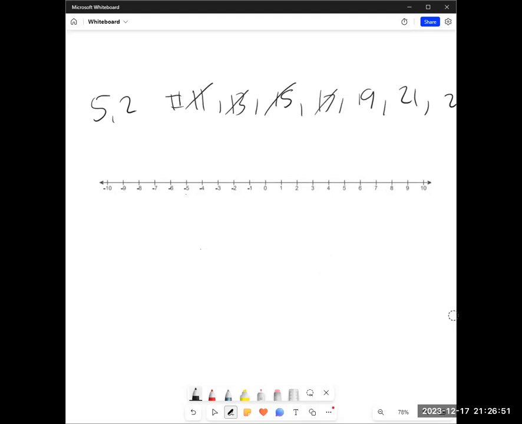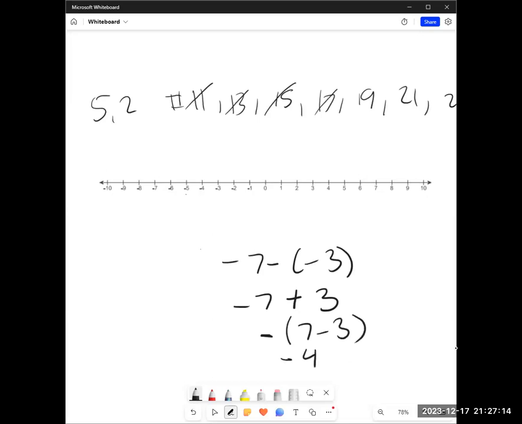Let's watch out here. This one is a negative 7 minus a negative 3, so we're going to have to use the definition of subtraction here to say that subtraction is addition of the opposite. So I actually have unlike signs here, and I'm going to keep the sign of the bigger absolute value and then subtract the absolute values. So this is going to be a negative 4.